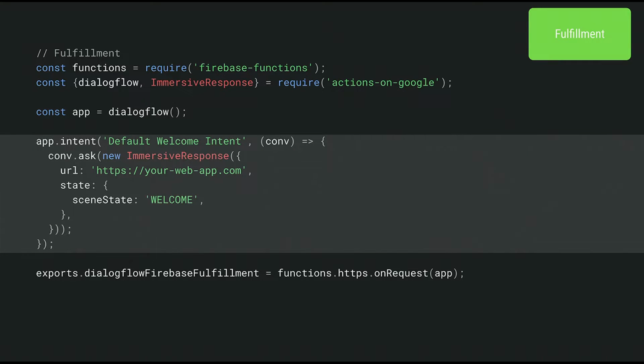But that state object is actually a JSON object. So you can pass in any JSON payload from fulfillment to your web app. But for our examples, we're going to keep it simple with simple states. And that's quite a common thing for games, to track states from fulfillment and pass it on to the web app.